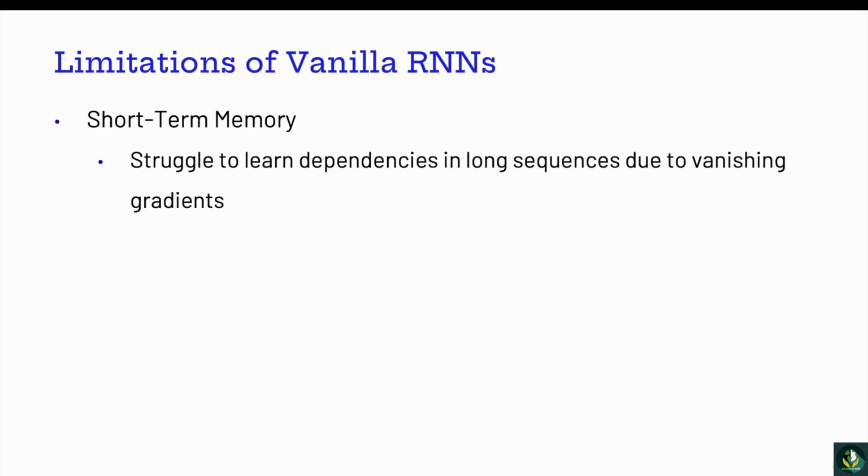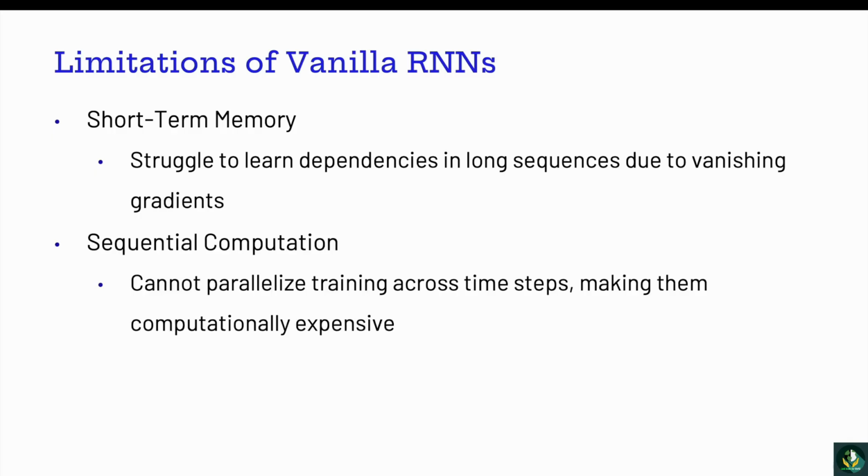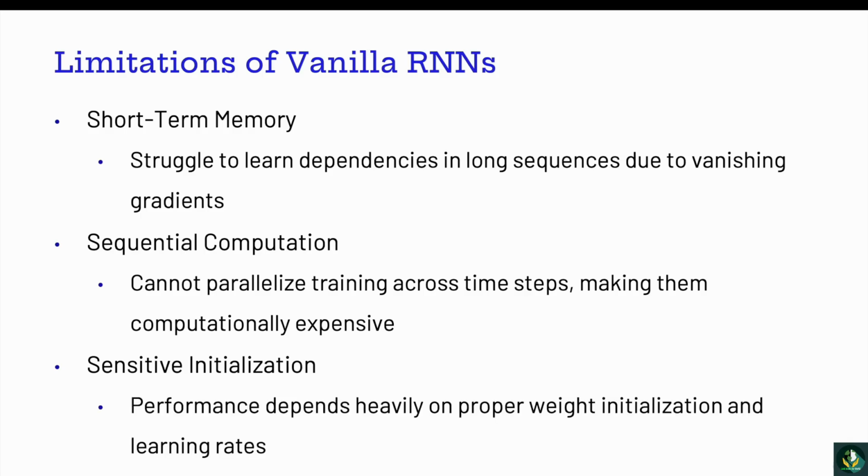Next, let's talk about limitations of vanilla RNNs. First is short-term memory: they struggle to learn dependencies in long sequences due to vanishing gradients. Second is sequential computation. It cannot parallelize training across time steps, making them computationally expensive. And third is sensitive initialization. The performance depends heavily on proper weight initialization and learning rates.